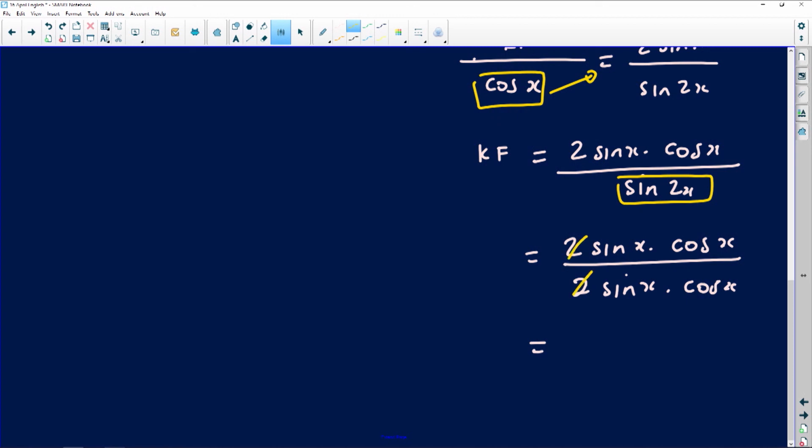So when 2 divides 2 out and sine divides sine out and cos divides cos out, somebody might say 0 is left, but no, that's wrong. Anything divided by itself will give us an answer of 1, so kf equals 1. Now that should be the solution to this question. The important thing I want you to understand is the question was specific. They said find the numerical value. So if we didn't get a number, that would mean that we made a mistake, because the question was saying find the numerical value of kf, and our kf is 1, and 1 is a numerical value.